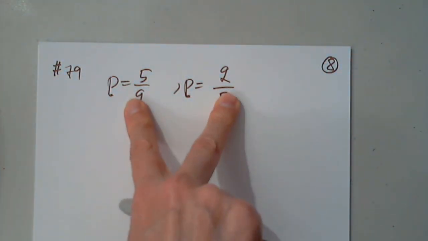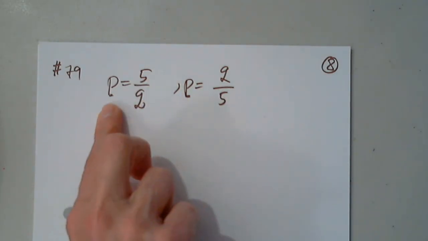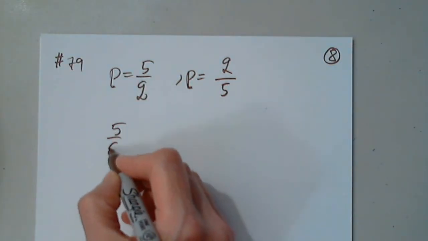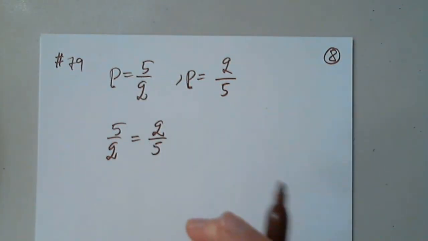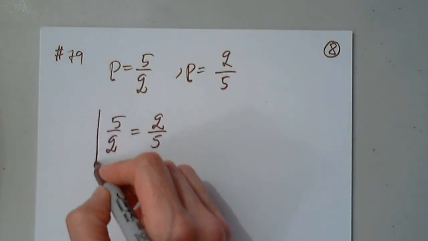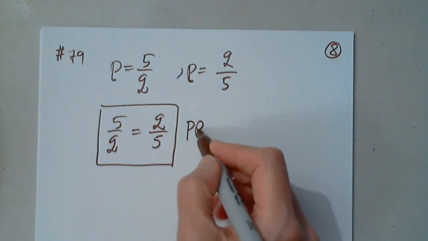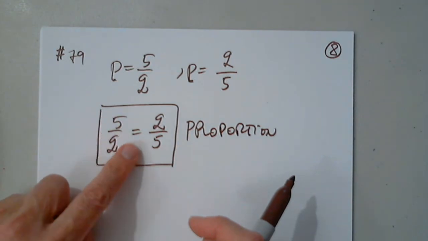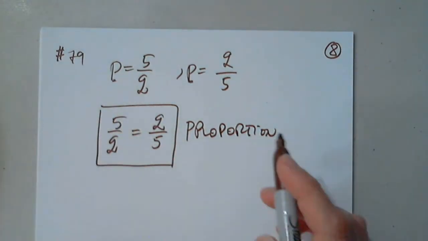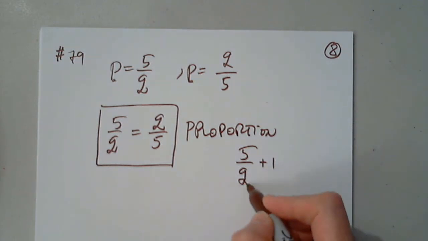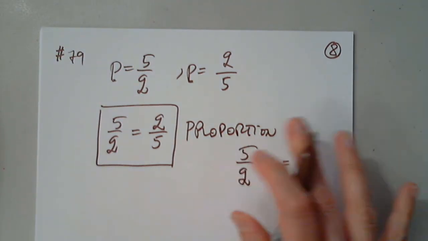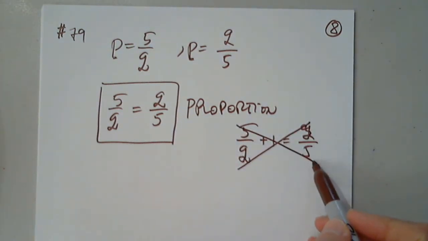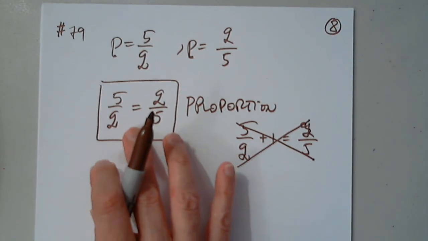So these two have to be the same, right? P equals 5 over Q. Also P equals Q over 5. So then 5 over Q must equal Q over 5. Now I hope you remember this is called a proportion, when we have only one fraction, the equal symbol, and one fraction, nothing else. If I have 5 over Q plus 1 equals Q over 5, I'm going to erase this, you don't write it, this is not a proportion. So I cannot apply the procedure that I'm going to apply here.